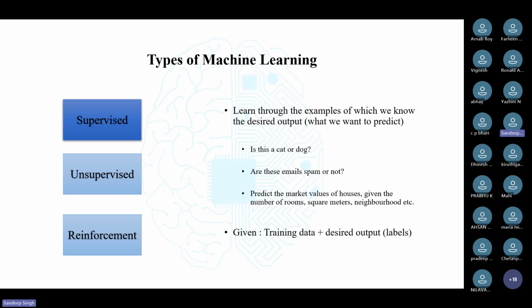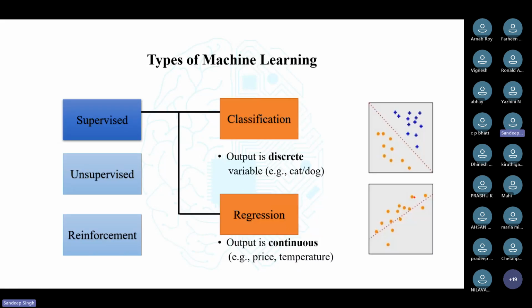So what we require here is training data and the desired output for training the model. This is the first step. We require training data and the desired output to train the model. There are two different subsets of supervised learning: first is the classification task, and second is the regression task.